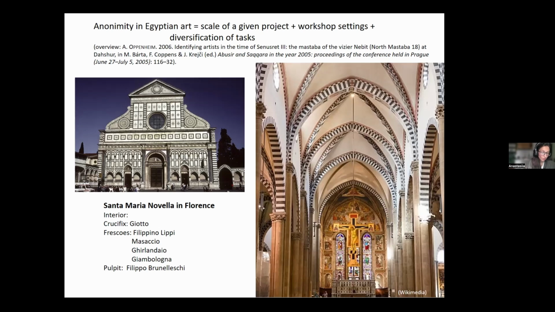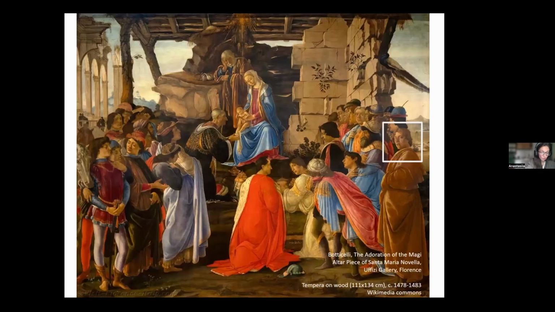In the Renaissance, by the way, the anonymity of artists was also a common phenomenon, and as art historians underline, it's only the social knowledge that linked the artist to his work. As in this adoration of the Magi painting, commissioned by a banker for his chapel in this very church, Santa Maria Novella in Florence. So the contemporary beholder knew who is who in this painting, and that the author, Botticelli, inserted his self-portrait here in the white square.